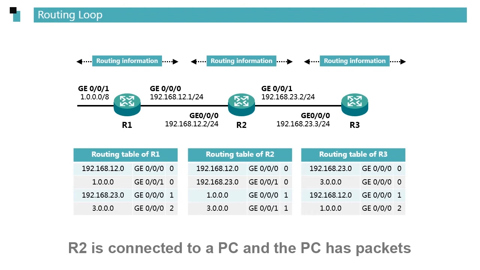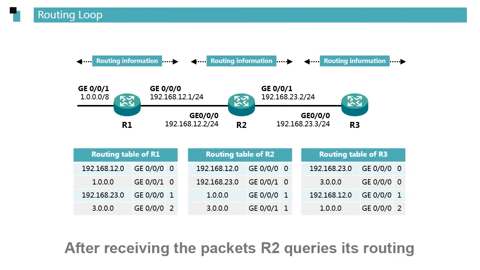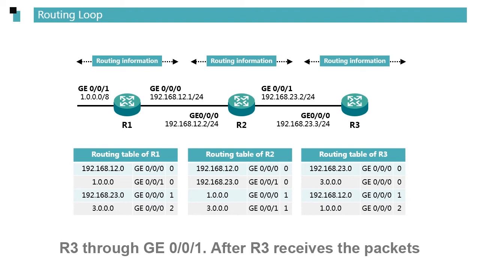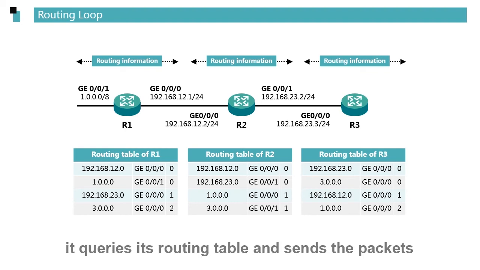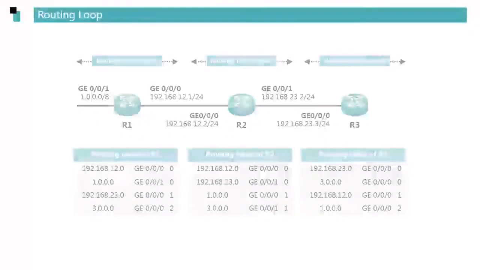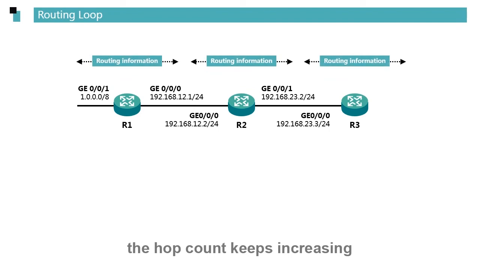R2 is connected to a PC, and the PC has packets destined for 3.0.0.0/8, so it sends the packets to R2. After receiving the packets, R2 queries its routing table and forwards the packets to R3 through GE0/0/1. After R3 receives the packets, it queries its routing table and sends the packets back to R2, which causes a routing loop. As the route is flooded back and forth on the network, the hop count keeps increasing.